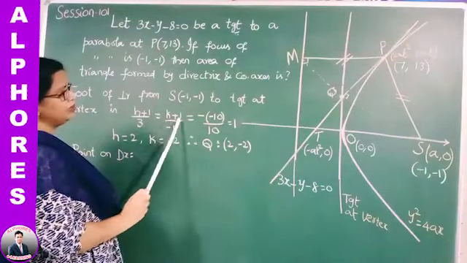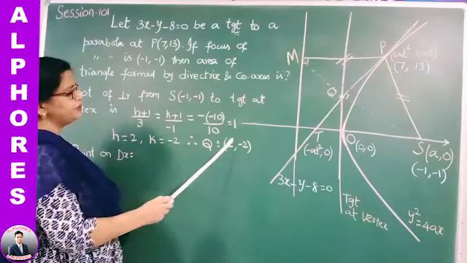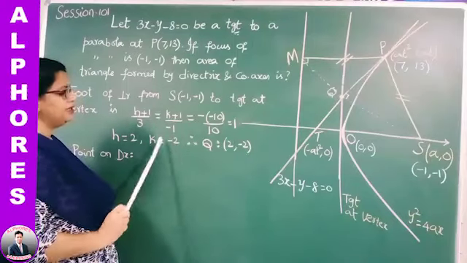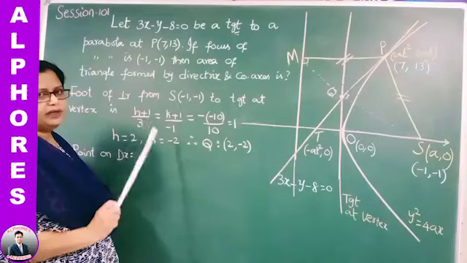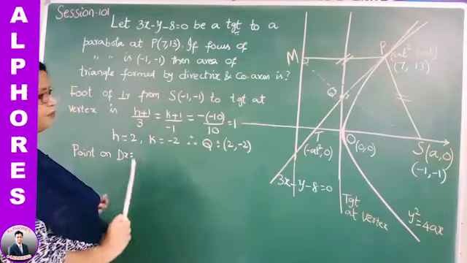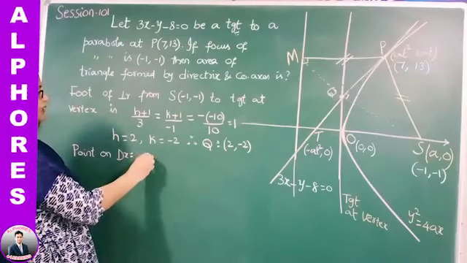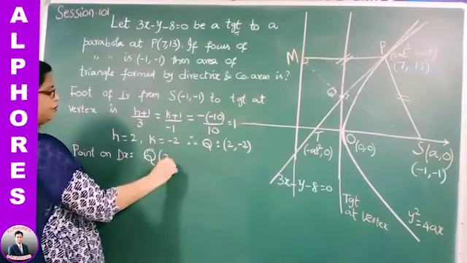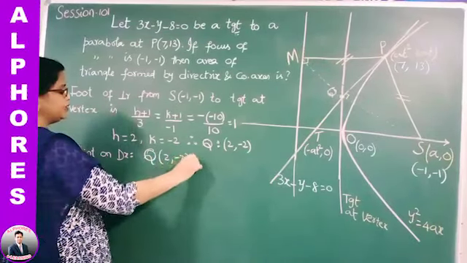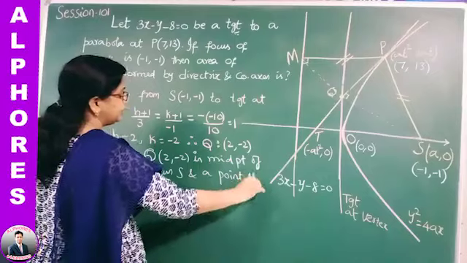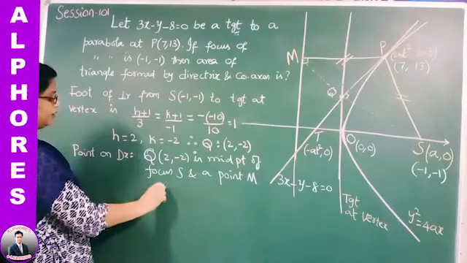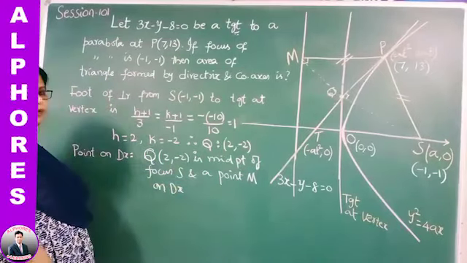So once you got this foot of the perpendicular, students, which is (2, minus 2), now our interest is to obtain a point on the directrix. Okay, so one point on the directrix we can take. As this is the foot of the perpendicular, we can say clearly Q of (2, minus 2) is the midpoint of which one? Actually the midpoint of the focus and a point on the directrix. Suppose you consider it as M, a point M on the directrix.